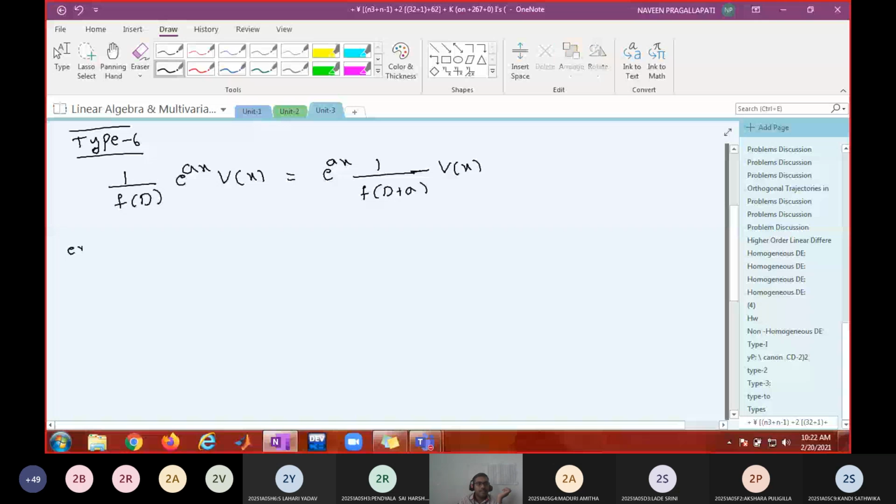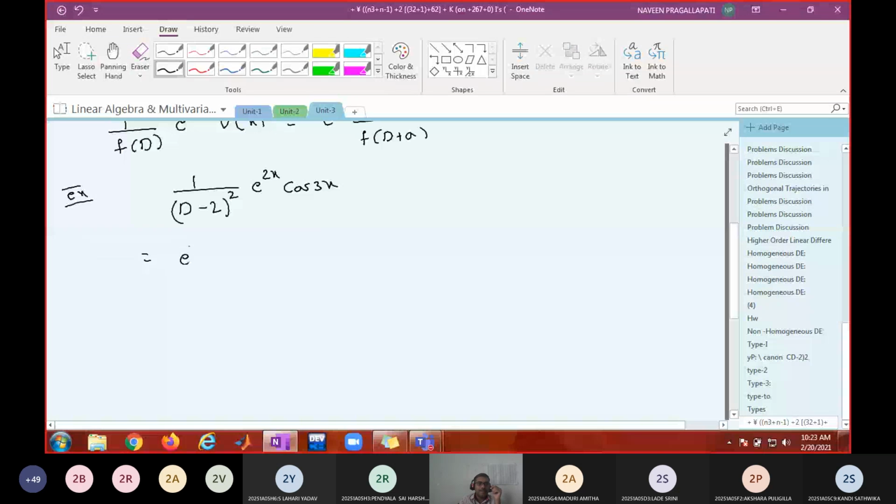For example, if you have 1 by d minus 2 whole square of e power 2x into cos 3x. Can I apply this type 6 formula? Then what I have to do? Shift e power 2x to the left-hand side, e power 2x, and replace d with d plus 2.